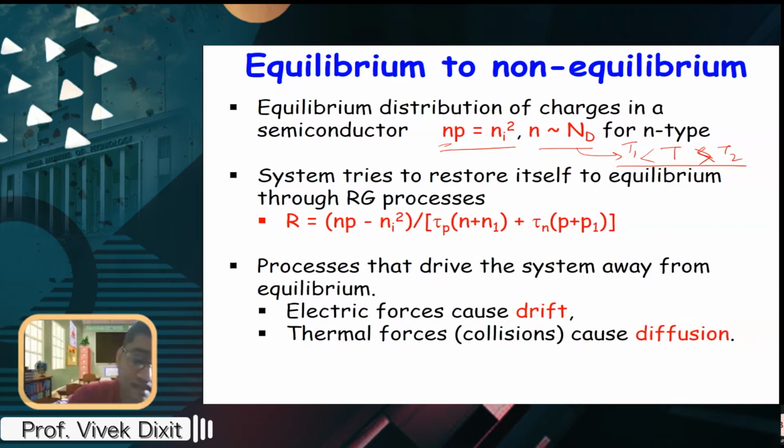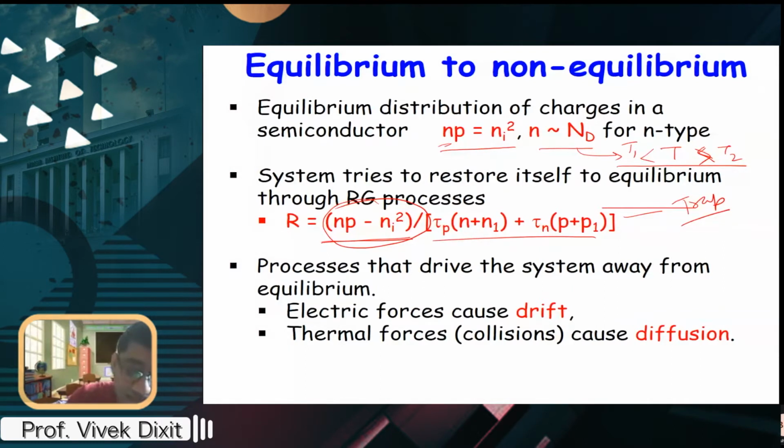Then if somehow extra carriers are injected, the system tries to restore equilibrium, where recombination is proportional to np minus ni squared. Now this expression we have got from trap-assisted recombination, right? For direct band gap, you already have this np minus ni squared, and these other terms are not there.